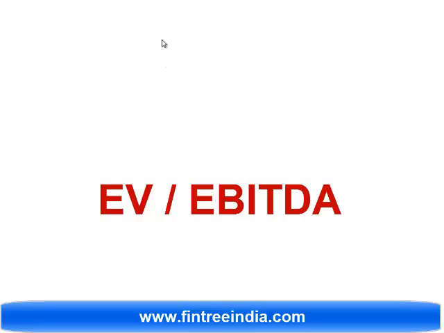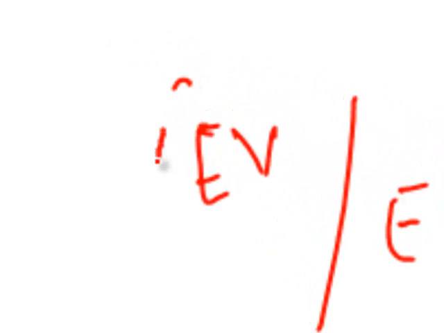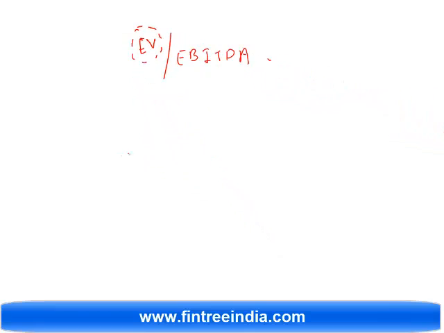So the next ratio that we want to study now is called EV by EBITDA. It is an extremely popular model, again used for relative valuation, and a model which gives you a lot of flexibility. It can be used on any stock, whether the earnings are positive or not, and whether the company has too much debt or less debt. So let's first focus on what enterprise value is.